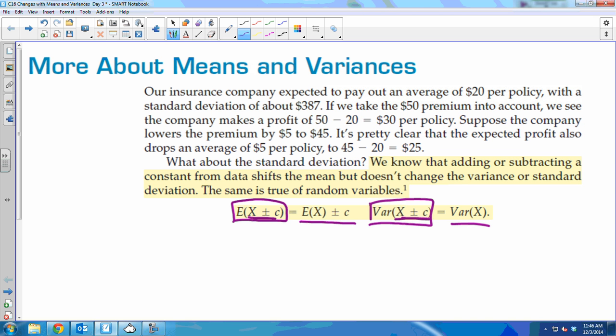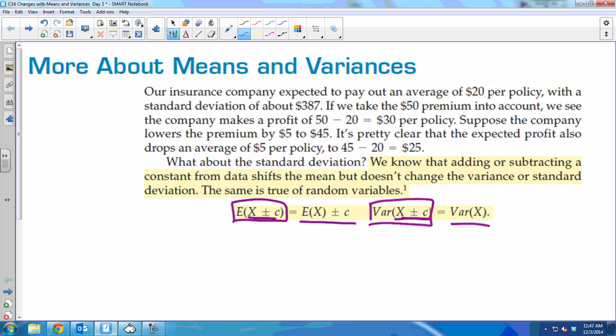We also talked about rescaling data. When you rescale data, that means you multiplied it by a constant. You didn't add or subtract, you multiplied. So think about your data. If you multiplied by a constant, did the center change? Yes. Did the spread change?